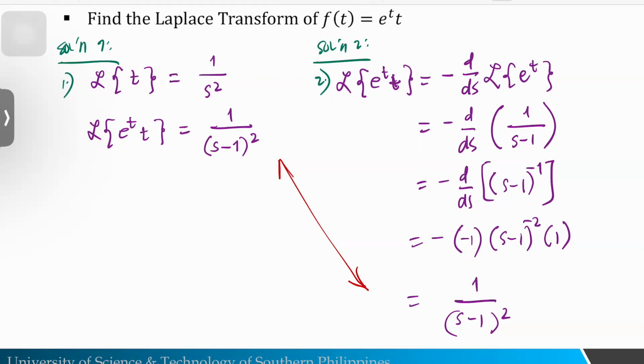Alright, so again, we solved using the first theorem that we know, which is the effect of the exponential function on a certain function. And the second theorem is the effect of t multiplied by a certain function. And again, we have arrived at the same answer. Okay, so let's move on. Let me drink some water first.